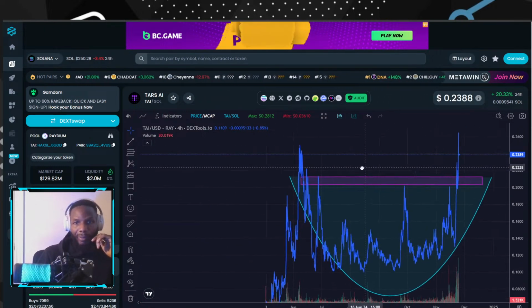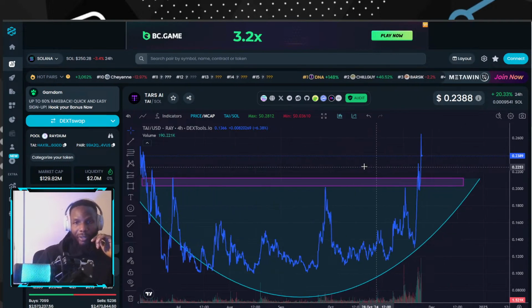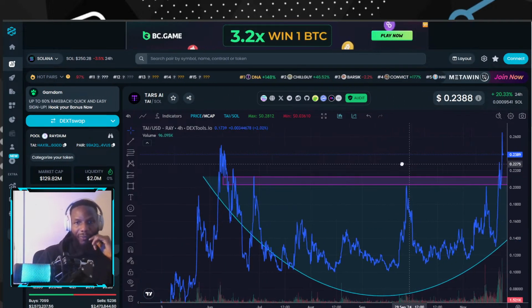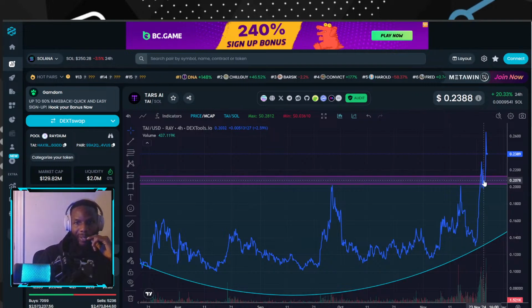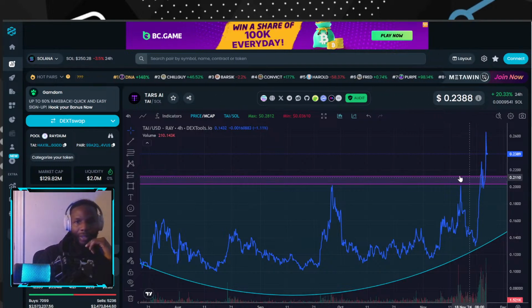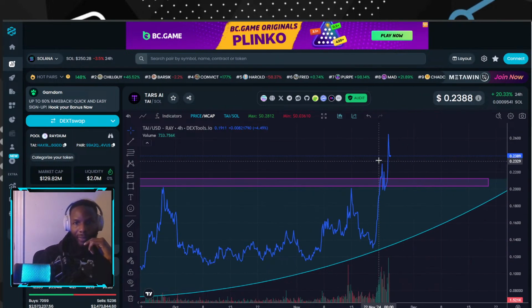So I had this marked up. I literally just got more of this token a few days ago, right when we were down here and we were bouncing. And now it's starting to make its move.